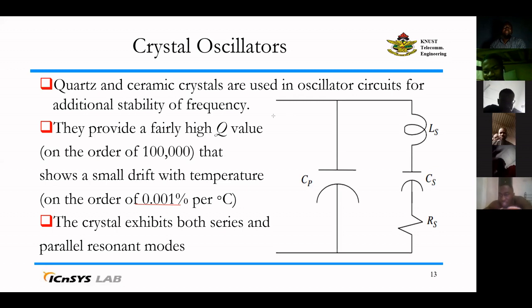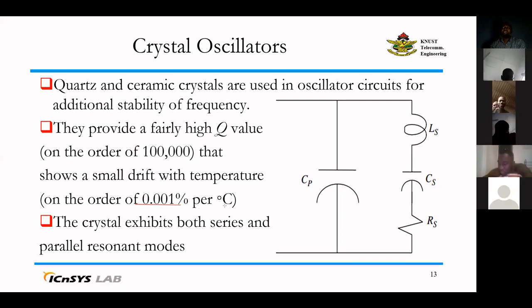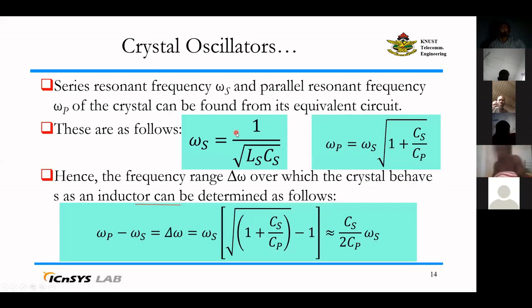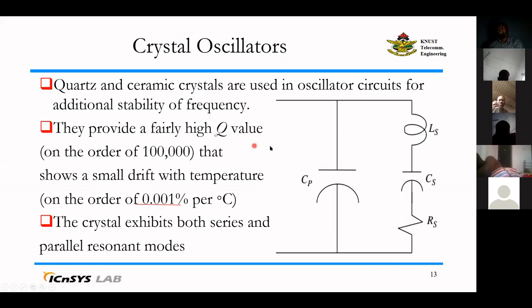So the crystal oscillator has a very stable frequency, and the frequency changes on the order of 0.01% per degree Celsius rise in temperature. And therefore, sometimes it is also used in the design of oscillators to provide that stable frequency, right? The quartz and ceramic crystals are the ones that are usually used in oscillator circuits. They provide both a parallel and a series resonance, as you see in this circuit. So you have a series resonance here and then a parallel resonance with this capacitor CP.